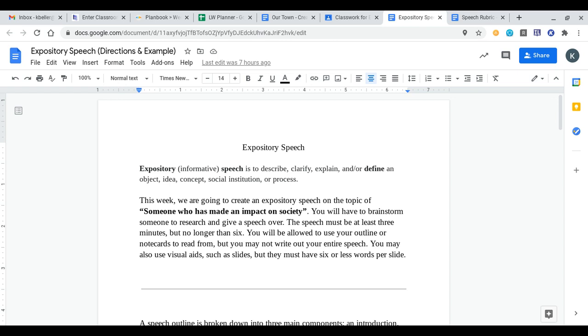The speech itself must be 3 minutes, but no longer than six. So that 3 to 6 minute window is a pretty long range that you have. You'll be able to use your outline or note cards to read from when you're presenting, but you may not write out your entire speech. You may also use visual aids, such as slides, but they must have six or fewer words per slide if you go that route. So it's optional to use visual aids.